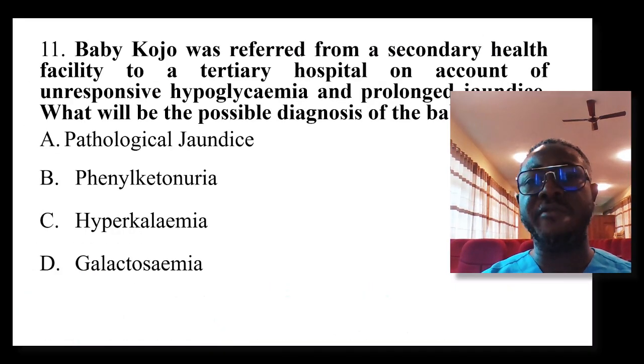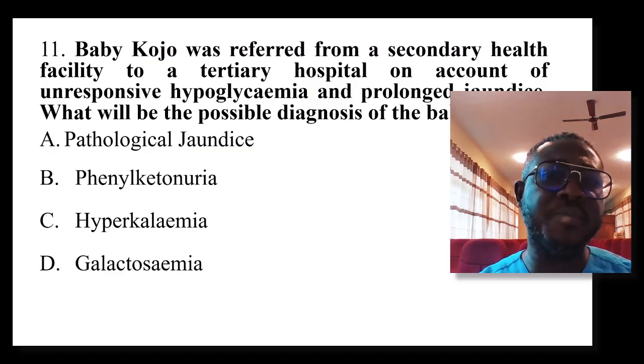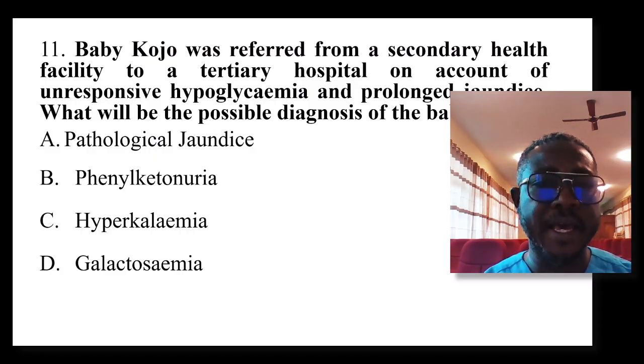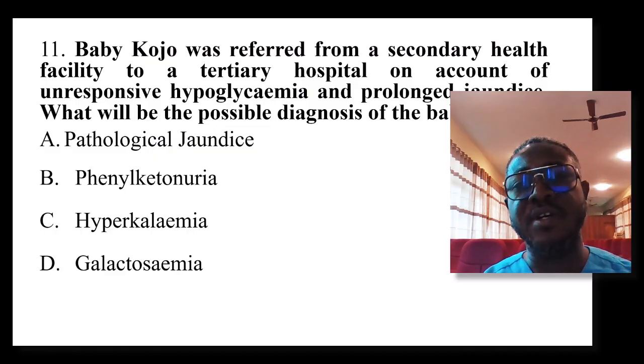Baby Kojo was referred from a secondary health facility to a tertiary hospital on account of unresponsive hypoglycemia and prolonged jaundice. What will be the possible diagnosis of the baby? A. Pathological jaundice. B. Phenylketonuria. C. Hyperkalemia. And D. Galactosemia.